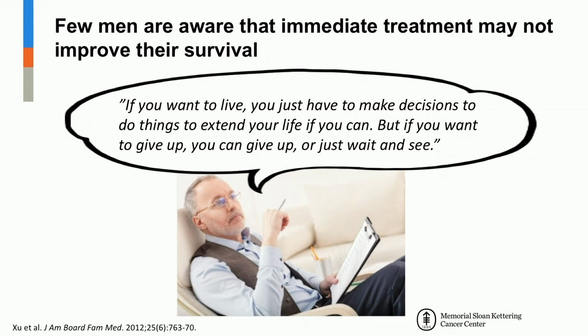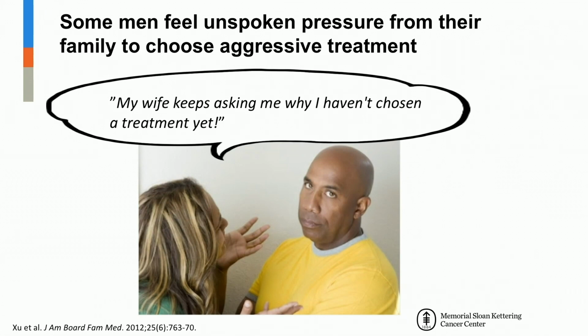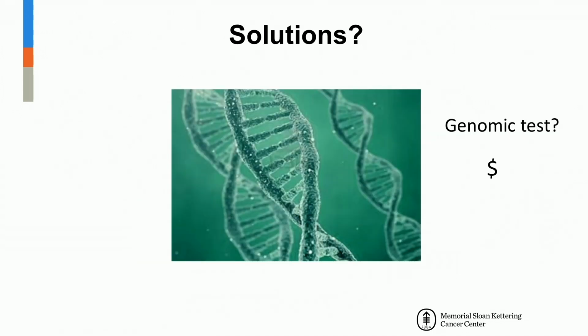Here's a man who says, if you want to live, you might just have to make decisions to do things to extend your life if you can. But if you want to give up, you can give it up or just wait and see. And this is not always true. Some men feel unspoken pressure from their family to choose aggressive treatment. My wife keeps asking me why I haven't chosen a treatment yet. And this is also very common.